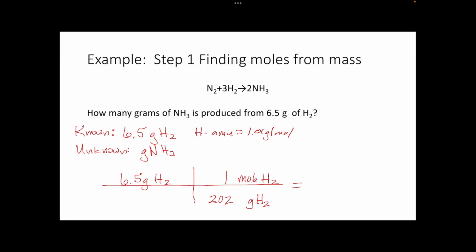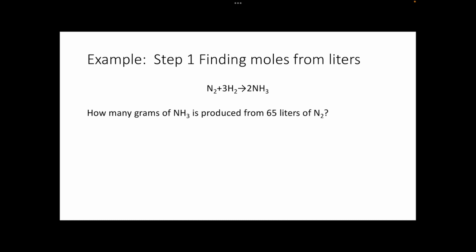If we calculate this, you just take 6.5 divided by 2.02. We get 3.2. Now, these cancel out, moles of hydrogen. That would be our final answer for step 1. All right, and there is one more case: finding the moles from liters.